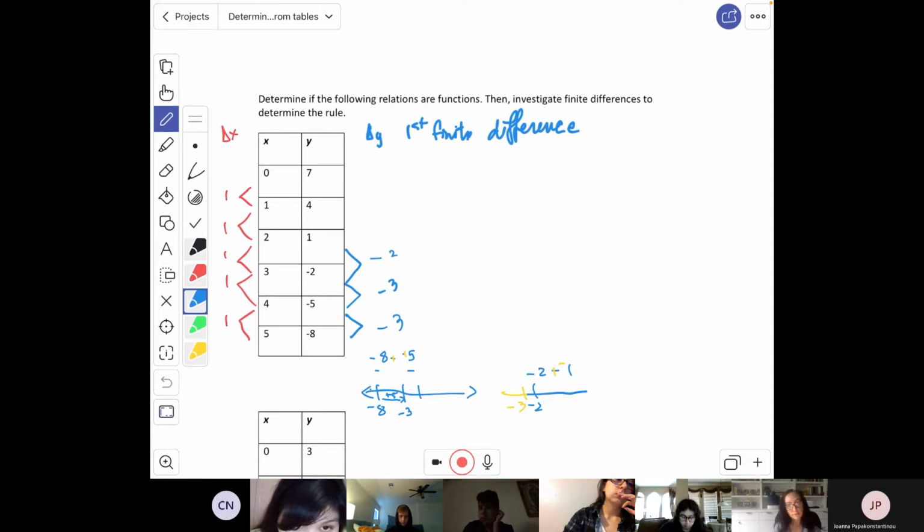Abiela, do you see that? Are you sure? Nathan, do you see that? I mean, are you getting this arithmetic? Yes, ma'am. All right. What about 1 minus 4? What's that difference? 1 minus 4.